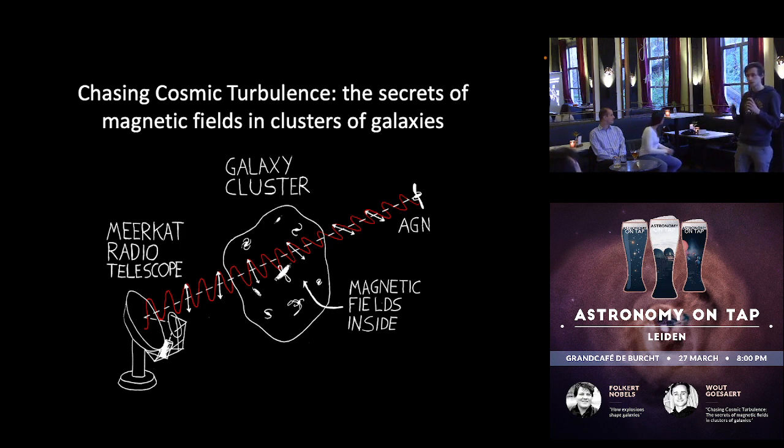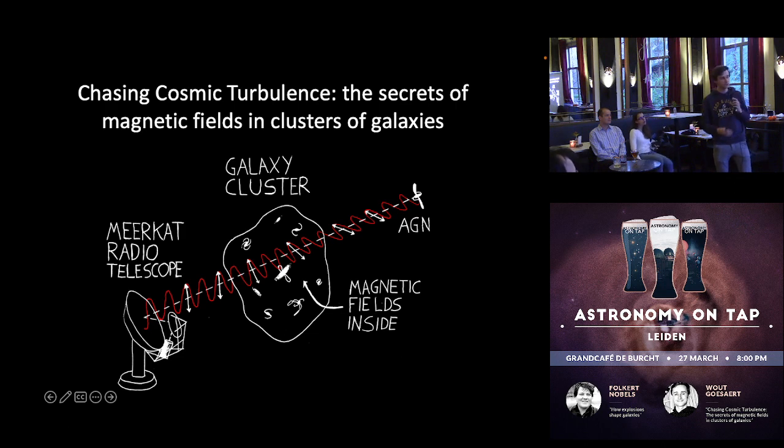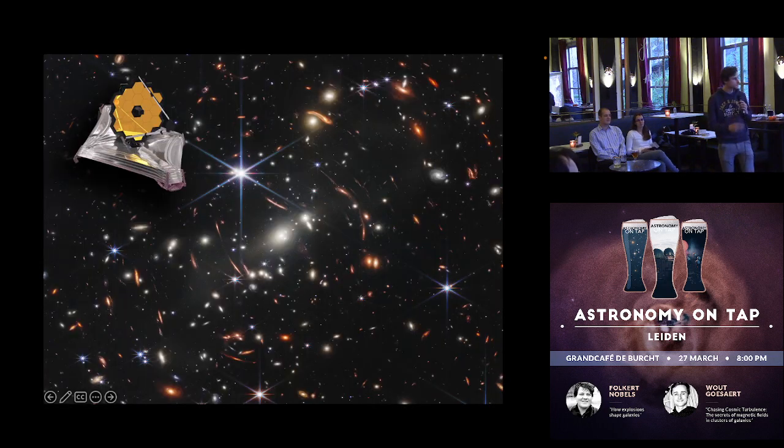And not just magnetic fields, we're going to look at magnetic fields in the furthest reaches of the cosmos. We're going to look at them at the largest scales possible of our universe. We're going to talk about chasing cosmic turbulence, the secrets of magnetic fields in clusters of galaxies. What that has to mean, we'll see in a minute.